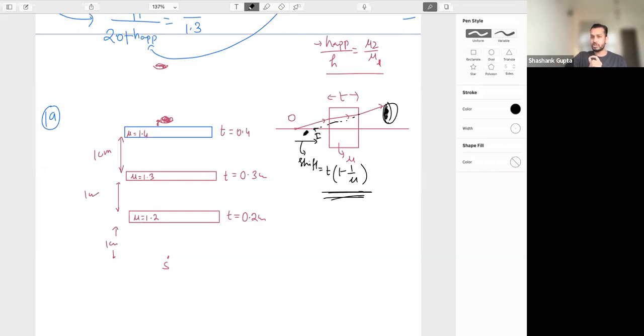This person would see the object to be here. This is how the image is defined, right? So earlier we used to calculate what? Earlier we used to calculate the object distance. We used to find out the image distance. That's when the image is there, right?